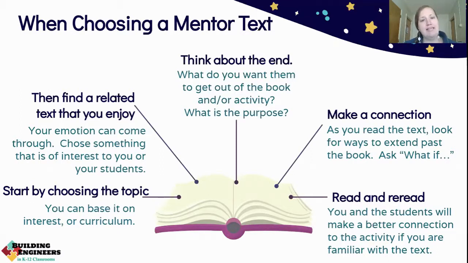Next, you think about the end. What do you want them to get out of the activity? Is it meant just to be fun, or are you wanting them to learn something from this? Then make a connection from the book to the activity. Ask what if questions. Ask can we questions. Think of how to extend past the book. And finally, and this is more for the teachers, make sure that you read and reread the book. Make sure that it's a book that you are familiar with or even that the students are familiar with. That familiarity helps build a greater connection to the activity.